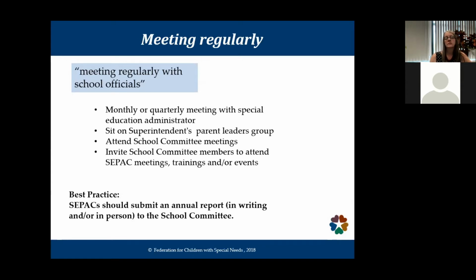We also encourage the CPAC to have some type of annual report, whether it be in writing, a PowerPoint presentation, or just going in front of the school committee at least once per year to do the state of the CPAC, the state of issues around special education, so that that occurs on a regular basis.